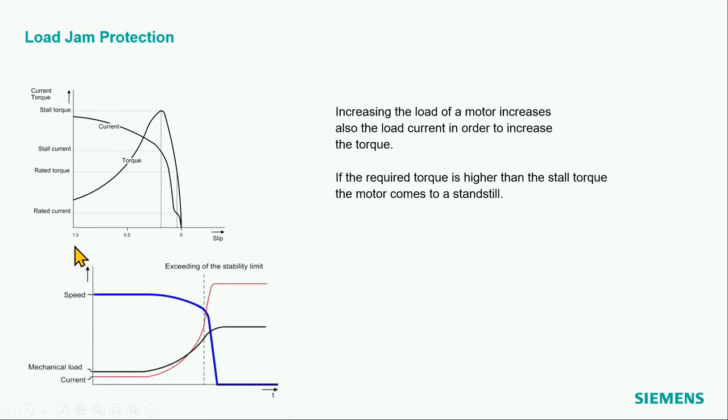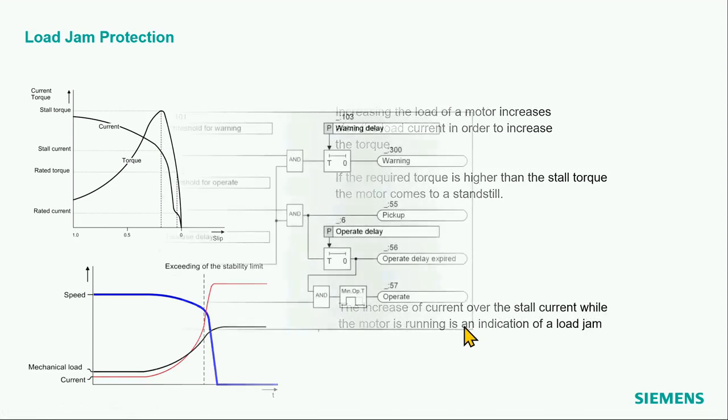I have another diagram. This shows various quantities: speed, mechanical load, and the current. And this is the time axis. If I have this locked or jam situation, not a locked rotor, but a jam situation, then from there on the current will increase. And if it goes over the stability limit, over this current which I get for the maximum torque, then I can be pretty sure that the motor will come to a standstill. The mechanical load goes up and the speed goes down to zero if I go really over that value, the maximum torque.